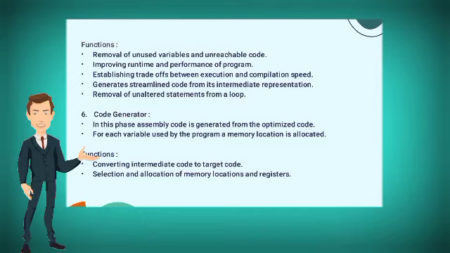Sixth, code generator. In this phase, assembly code is generated from the optimized code. For each variable used by the program, a memory location is allocated. Functions: converting intermediate code to target code, selection and allocation of memory and registers.